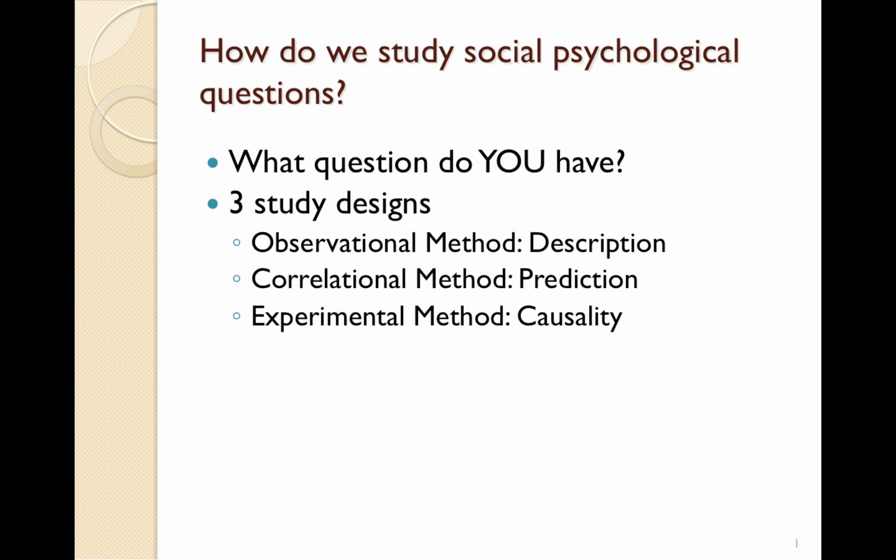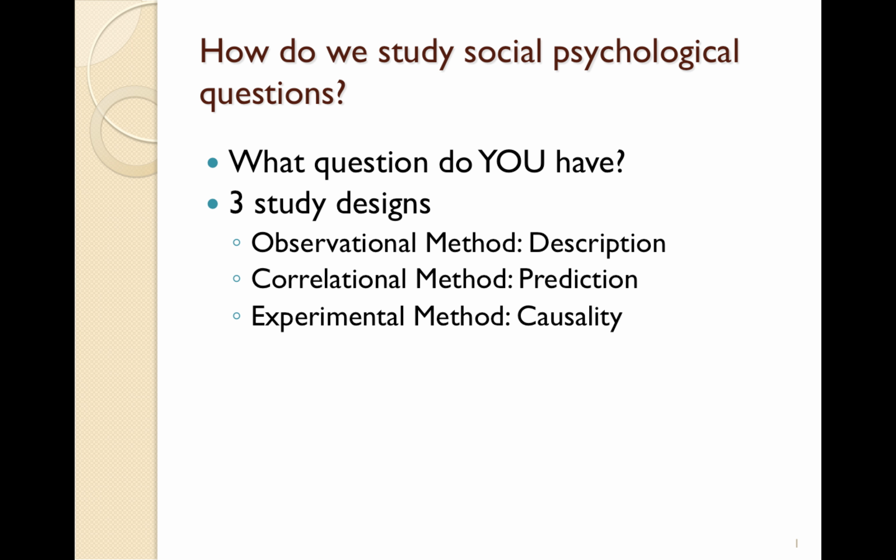Within any sort of research, whether this is social psychological or social science more broadly or other types of science, there are three broad study designs. We have the observational method, which is all about describing things. We have the correlational method, which is all about predicting things. And we have the experimental method, which is all about what causes what.